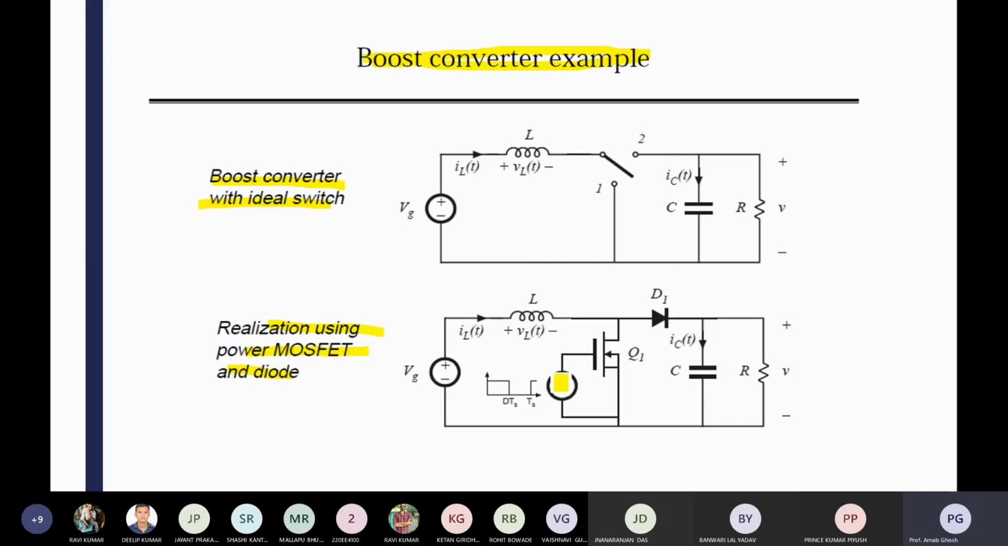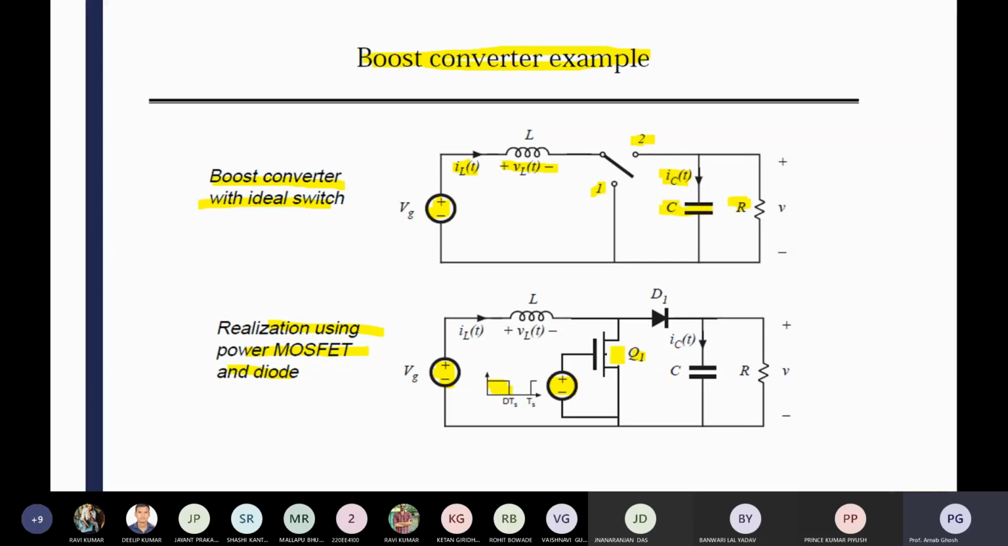So here you can see the MOSFET structure, Q1, and you are giving the gate voltages, your gate pulses. DTs means on time, and Ts minus DTs means off time. Here you can see your input side voltage is there in both cases, the inductor current and the inductor voltage. Two positions, 1 and 2, the capacitor current IC, and the load resistance.